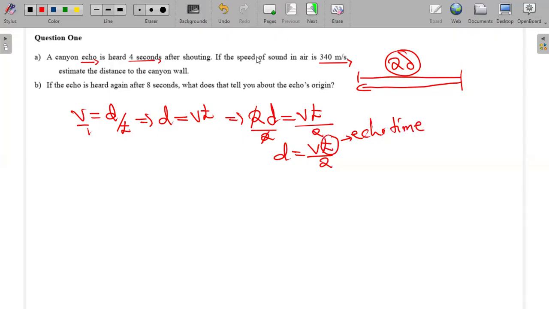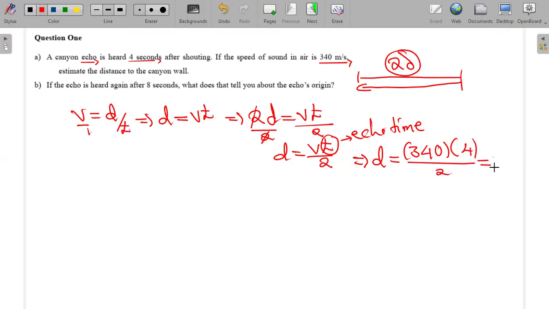Okay, so now that we have this equation, they've asked us to estimate the distance to the canyon wall, and we've come up with an equation to calculate it. So my distance to the canyon wall would be the velocity, since we've already been given the velocity, 340, multiplied by the echo time, which they've given us to be 4 seconds, divided by 2.